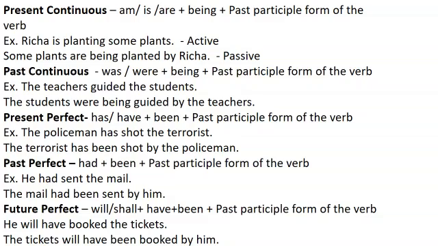In past perfect tense, had plus been plus past participle form of the verb. For example, in active voice, he had sent the mail. When we change into passive, the mail had been sent by him.